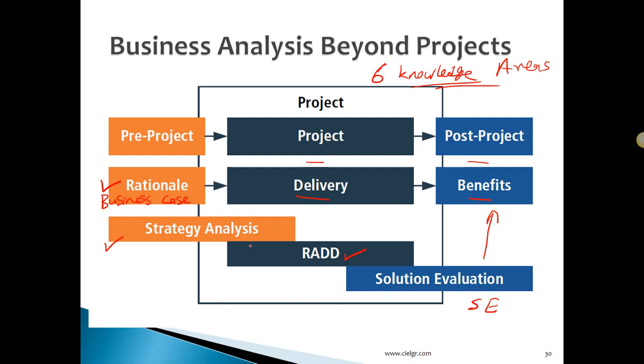So again, if you notice, these particular knowledge areas overlap at specific intervals. For example, the strategy analysis overlaps with the RADD. So it simply means that strategy analysis still continues even within the project, because we need to continuously keep referencing our business case even while delivery is going on, to be sure that what is being done is in line with the rationale or justification as contained in the business case. So this is in line with what we said earlier on, that the business analyst is more like the navigator, ensuring that the project is on its right path throughout its implementation.